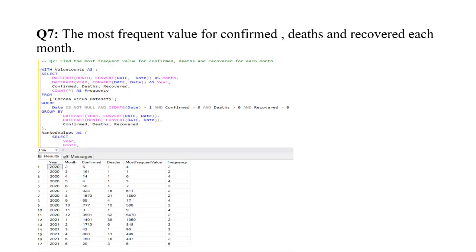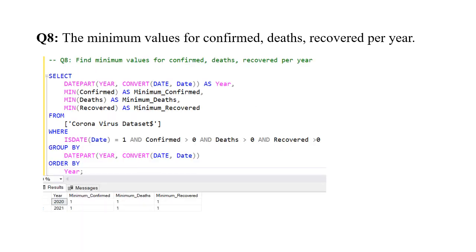That's the average confirmed, the average death, and the average recovered. And the most frequent value for confirmed, death and recovered cases for each month is shown as carried out here. Then I have the minimum values for the confirmed cases, the deaths and recovered per year. Though some countries had 0 cases at all, so excluding those countries which do not have any cases, the minimum confirmed is 1 for 2020 and 2021, minimum deaths 1, minimum recovered 1 for each of these years.